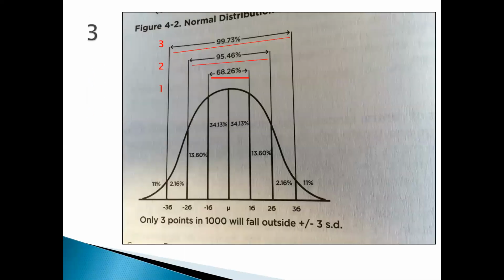So again, here's that picture. Within 1 standard deviation, 68.26% of the data points will lie. Within 2 standard deviations of the mean, 95.46% of the data will lie in a normally distributed data set. And as the answer to this question indicates, 99.73% of the data points in a normally distributed data set will lie within 3 standard deviations of the mean.